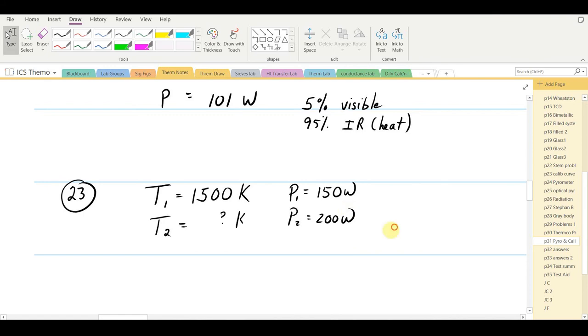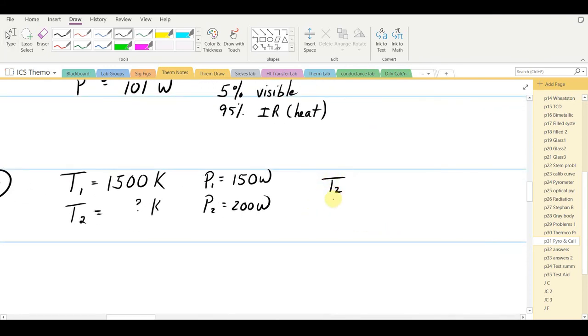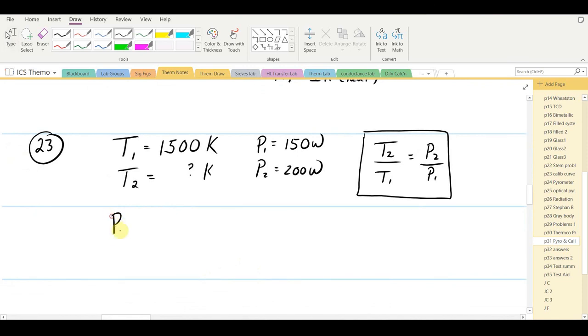How do you think you'd solve that? Do you think you'd just say T2 over T1 is P2 over P1, rearrange and solve for T2? Actually, that's not going to work. This type of formula assumes a linear relationship between whatever you're comparing. Are temperature and power linearly related? Let me write this out. P2 is equal to A E sigma T2 to the fourth. Now I can divide two equations. I'll write P1 is equal to A E sigma T1 to the fourth. I can divide one equation by the other.